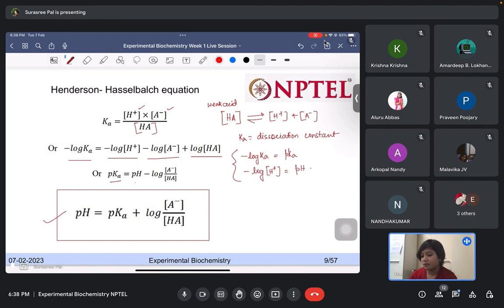So it is nothing but pH equals pKa plus log of concentration of conjugate base by concentration of acid. This is the particular equation, which is the Henderson Hasselbalch equation, and we will further use it for determination of pH of any buffer. Okay, so this equation is very important, and you have to remember this equation across all biochemistry lessons. In all chapters, this might be a very important equation.